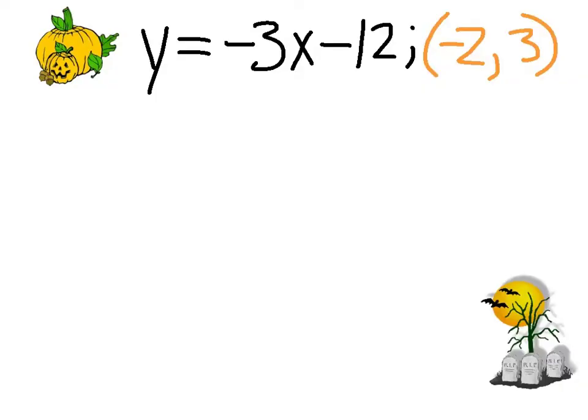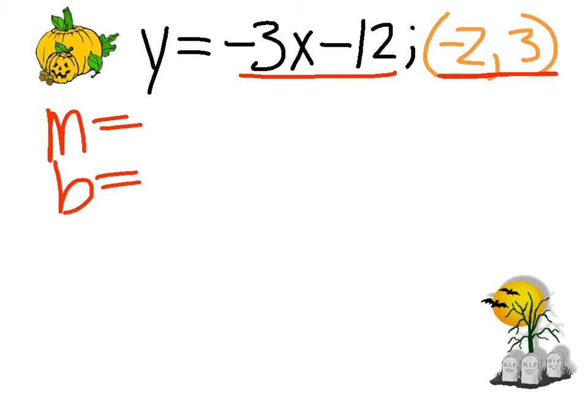Okay, for example 3, we have y equals -3x minus 12. We want to find the line that's parallel to this line that goes through point -2, 3. Alright, we need to find our slope and our y-intercept of our new line. What's our slope of our new line if these lines are parallel? -3. Remember, it's going to be the same as the line that we're given. What is the y-intercept? How are we going to find that?